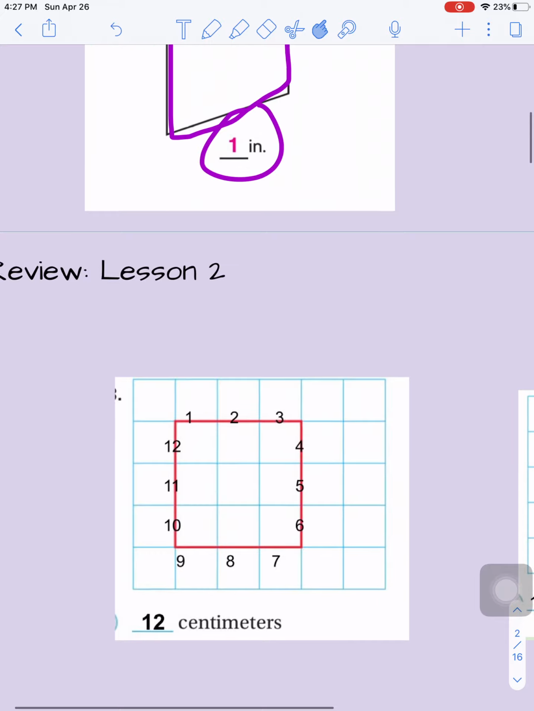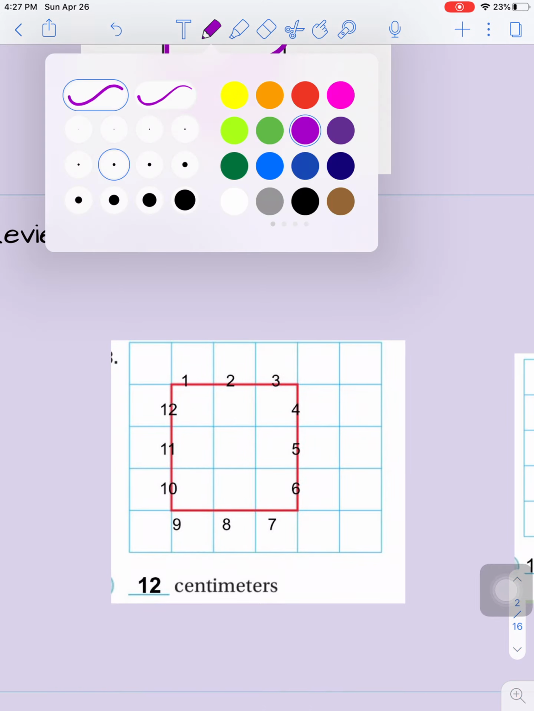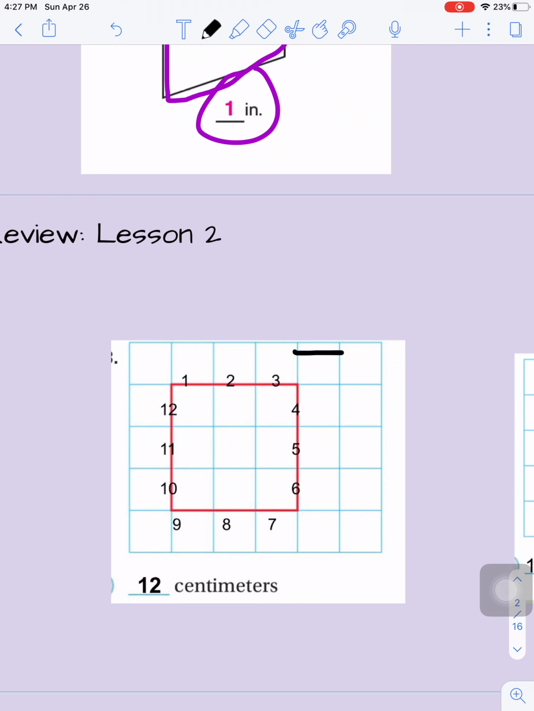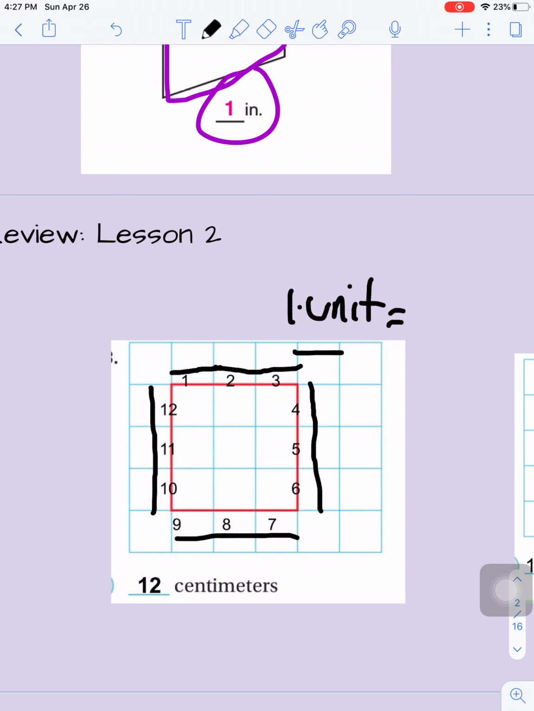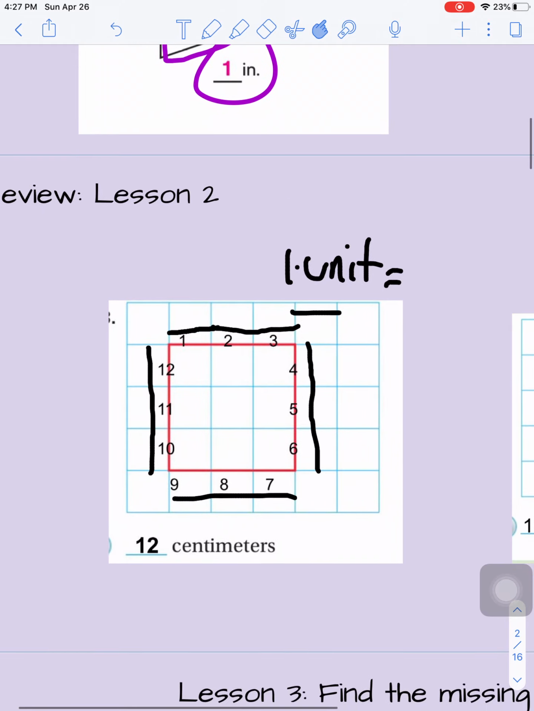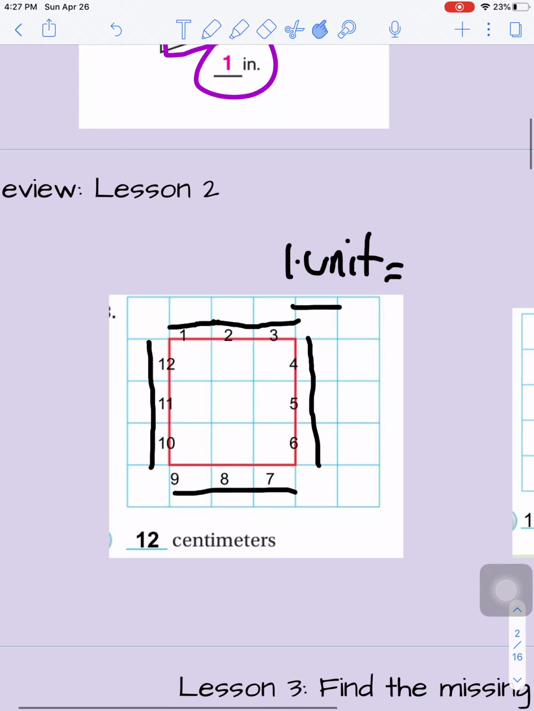We also learned last week how to count the perimeter using units. Remember, 1 square equaled 1 unit. So I started at one corner and I just counted each unit. 1, 2, 3, 4, 5, 6, 7, 8, 9, 10, 11, and 12. So then that told me that the perimeter of this shape was 12 centimeters. So those are the two ways we learned how to find the perimeter last week.